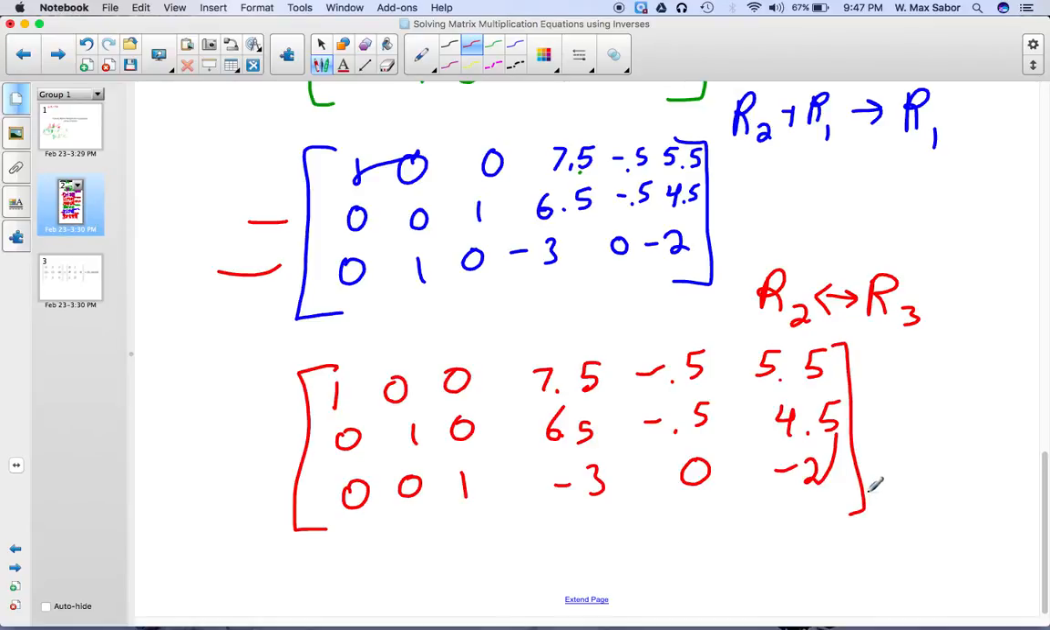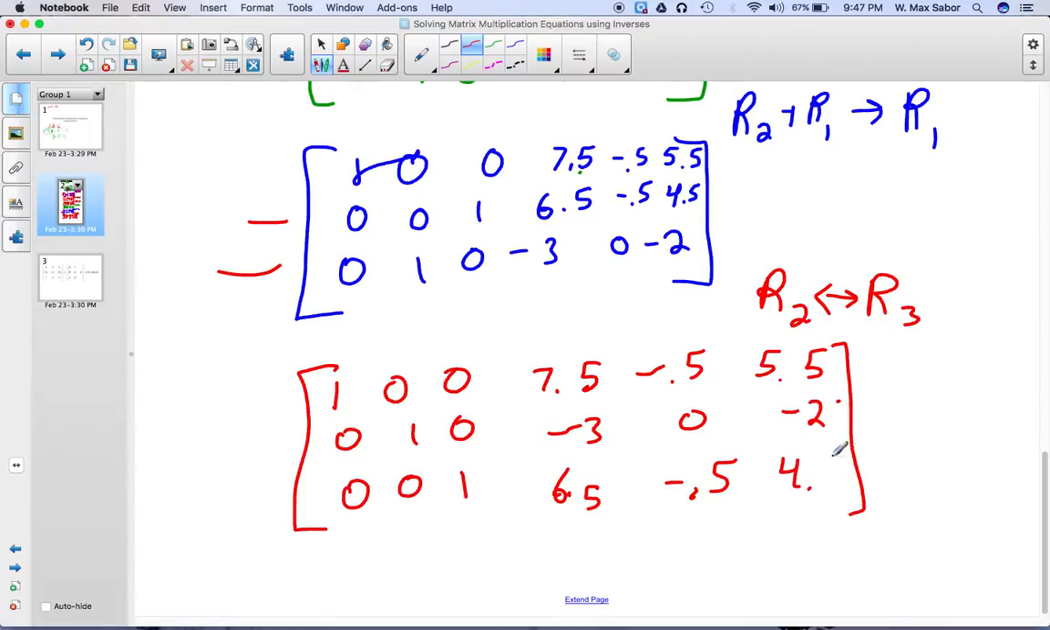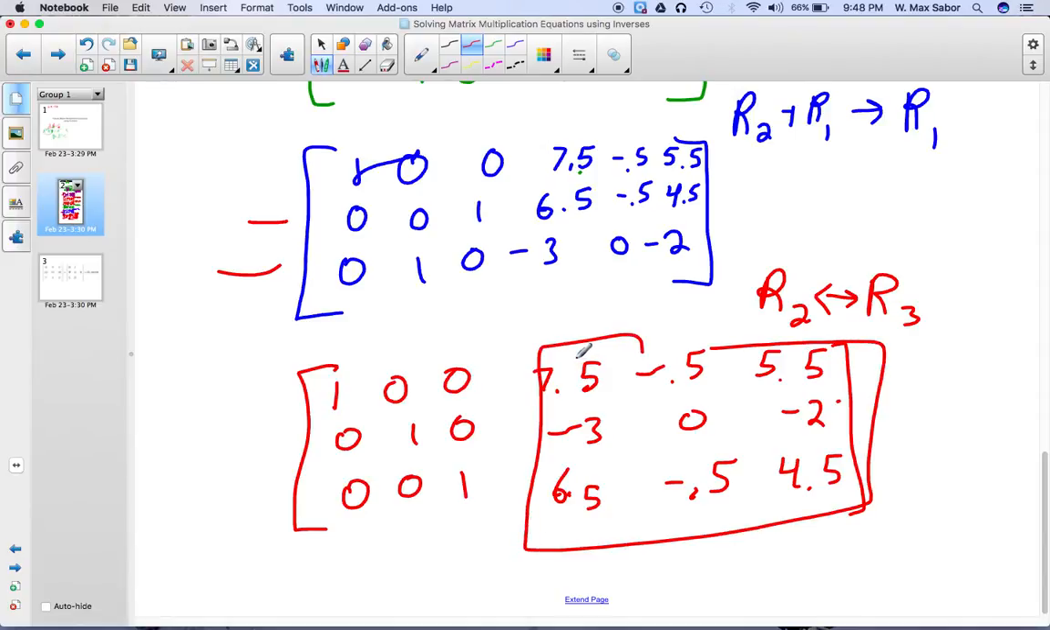Did I actually switch them? No, I don't think I did. So I need to switch these. That's going to be negative 3, 0, negative 2, 6.5, negative 0.5, and 4.5. There we go. Now we have our inverse matrix. This is our inverse matrix.